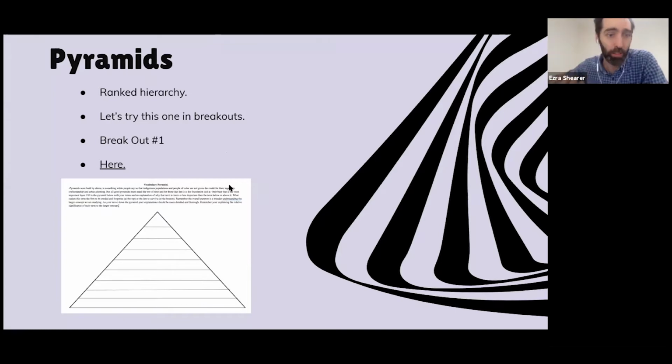Next, we have this ranked hierarchy called pyramids. Pyramids are great. And this is a really simple, easy activity. You can use this to debrief a chapter. We are going to do this in breakouts, but I'll give you the example and then challenge somebody to come up with a list. But there's a pyramid.